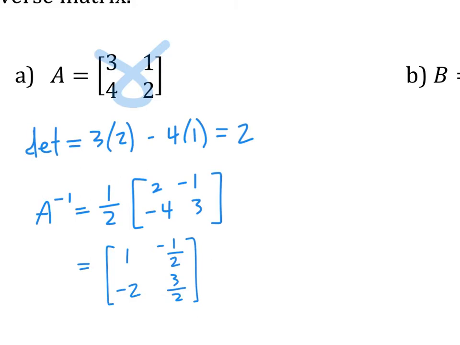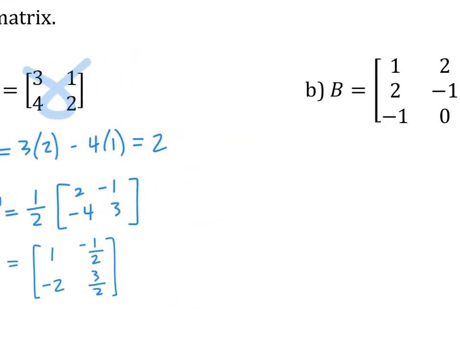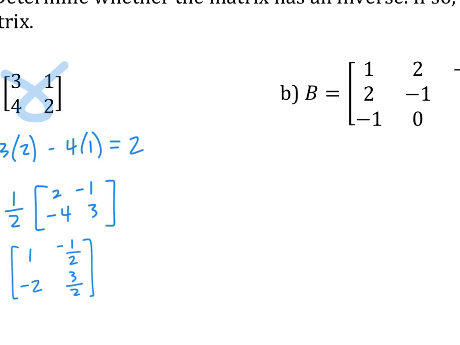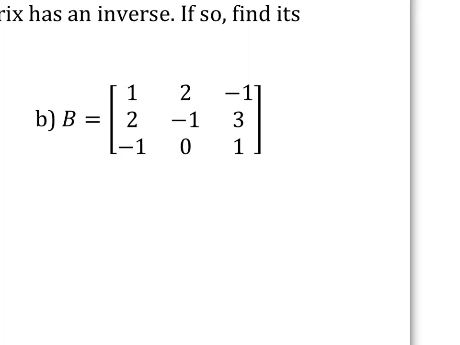Good? Kind of? All right, now let's do B. So we haven't done this yet. B, again, if you want to check to see if something has an inverse, you want to check the determinant. This is a 3 by 3 though. All right, so hopefully once I tell you, you will be like, oh, I think I remember this stuff from last year. What you do is you take the first 2 rows and then you copy it to the right. 1, 2, 2, -1, -1, 0.